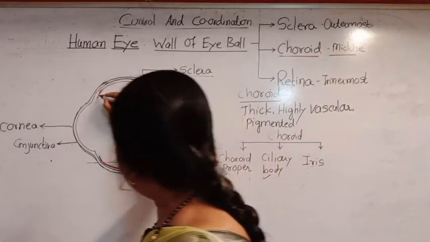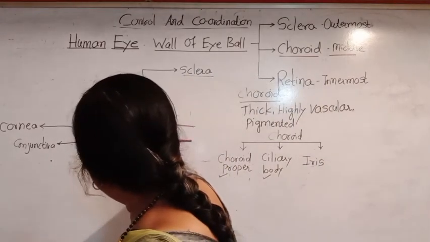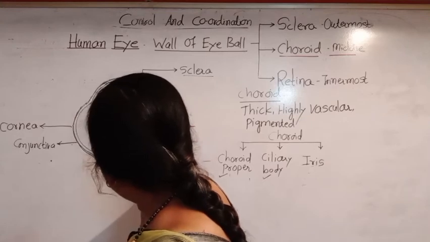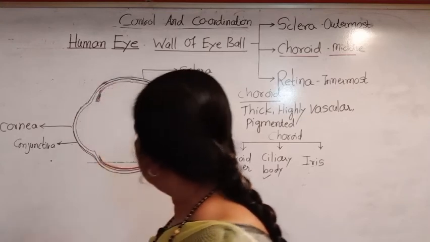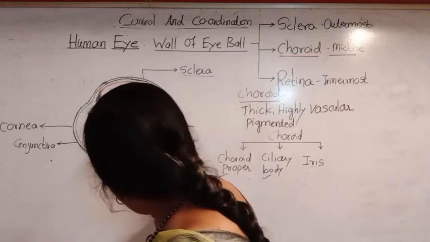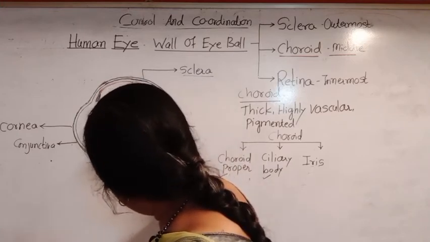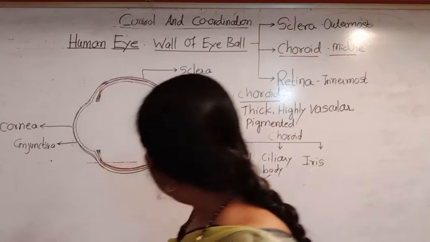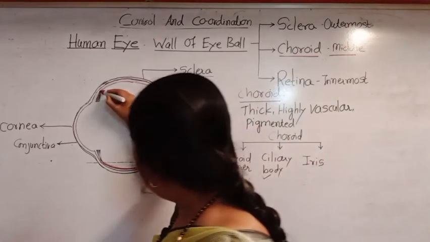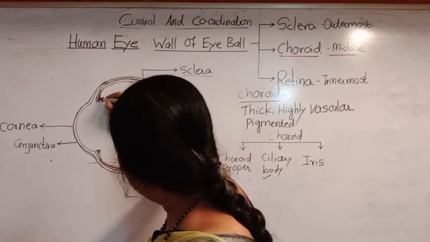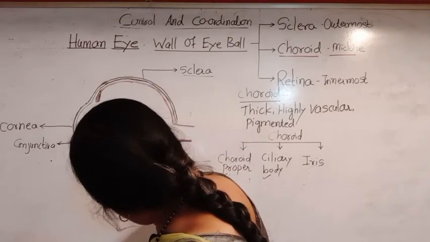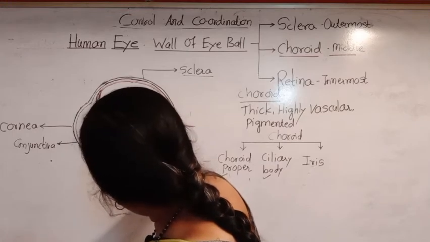So here there is a triangular structure, triangular part, which is called ciliary body. So this is ciliary body. Okay, any difficulty? Right, this is ciliary body.